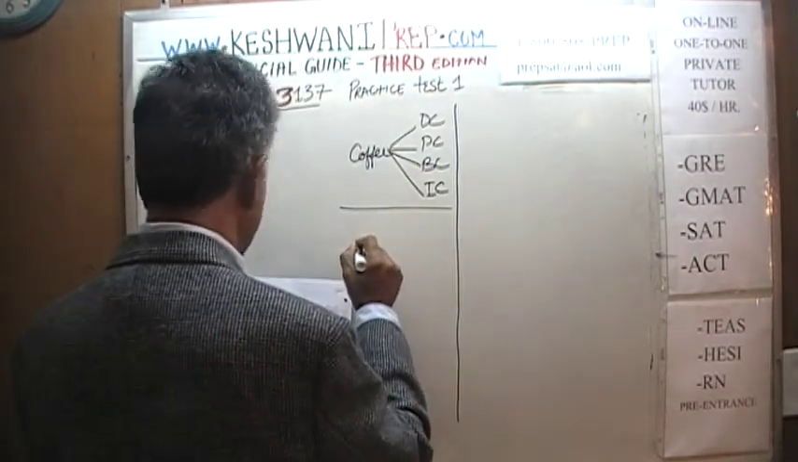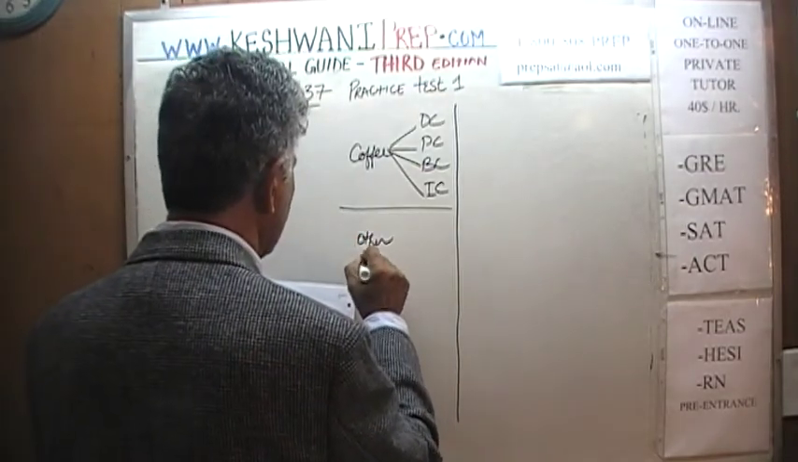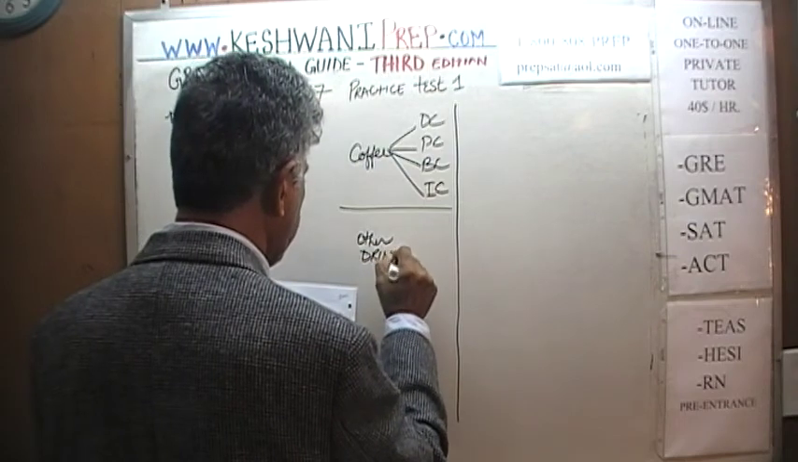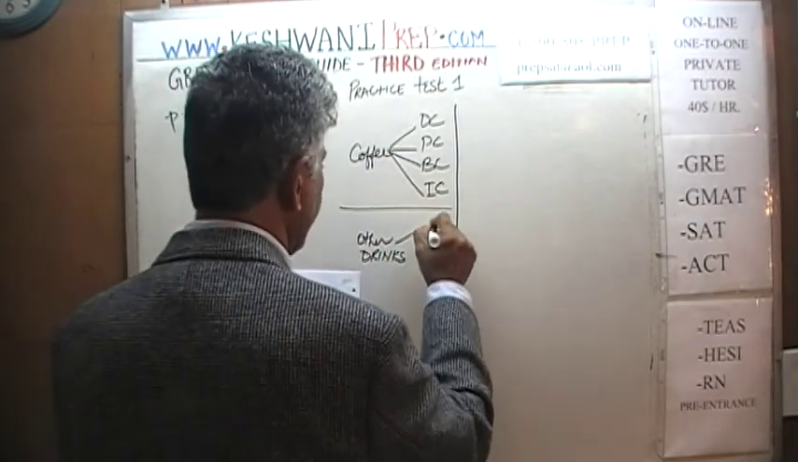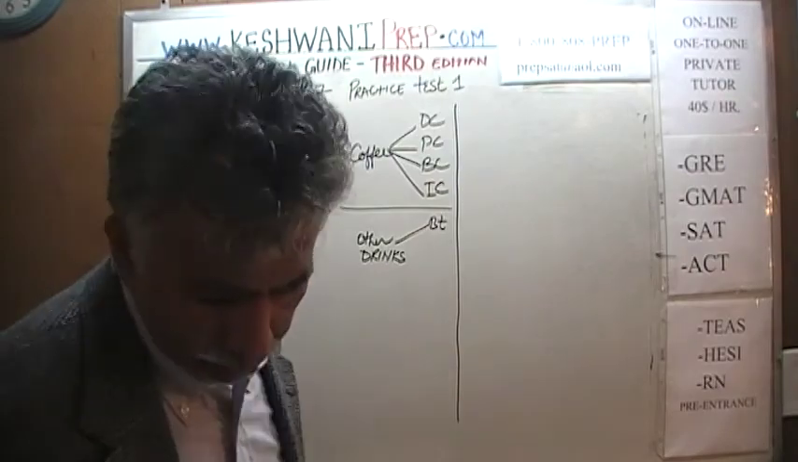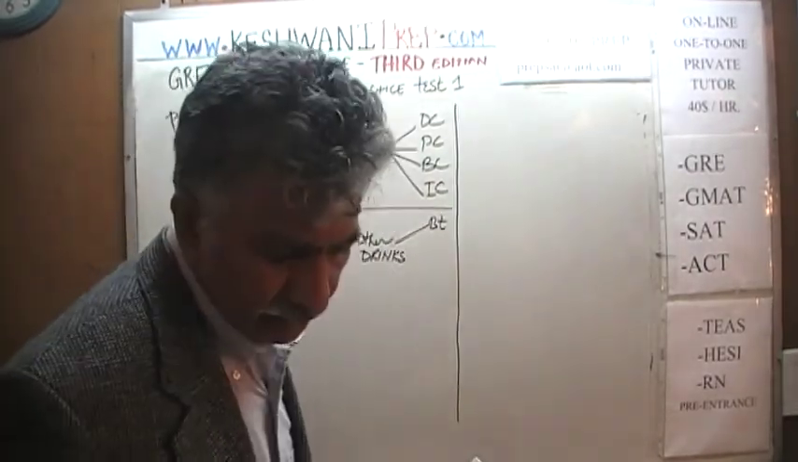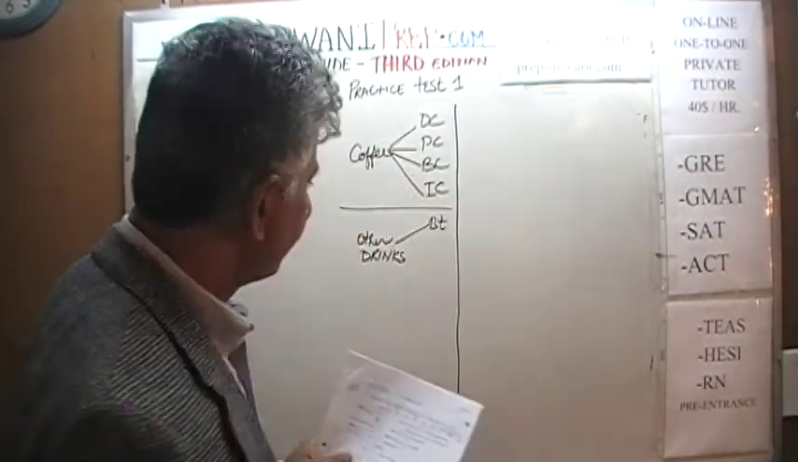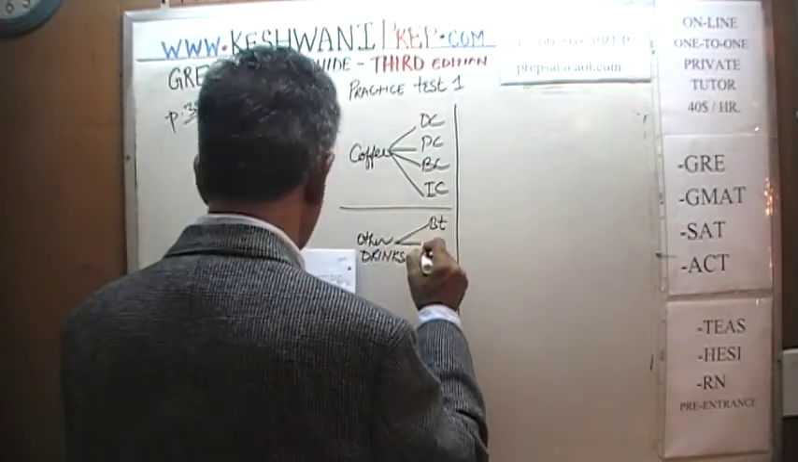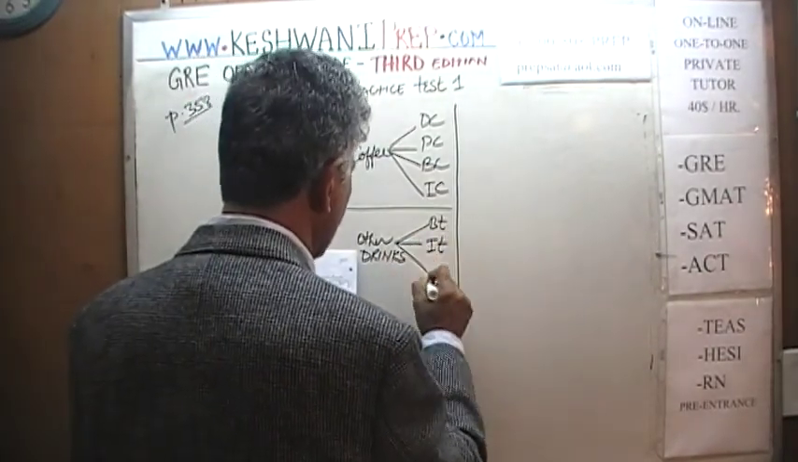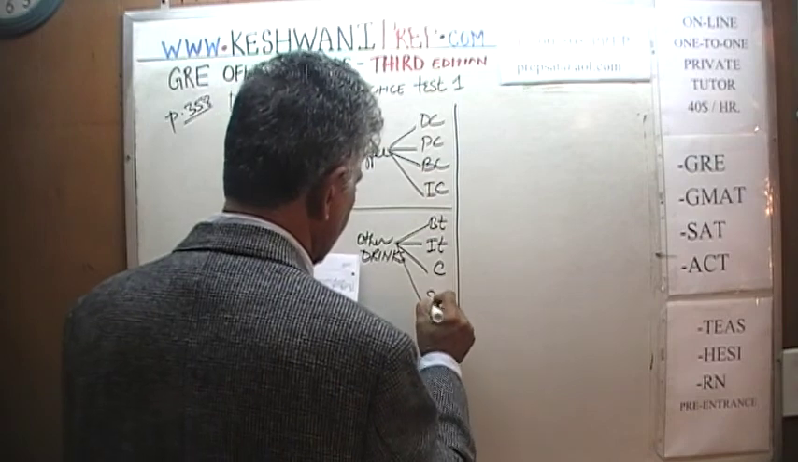Then we have what they're calling other drinks, and under other drinks we have, I have BT here, brewed tea, instant tea, cocoa, and soft drink.